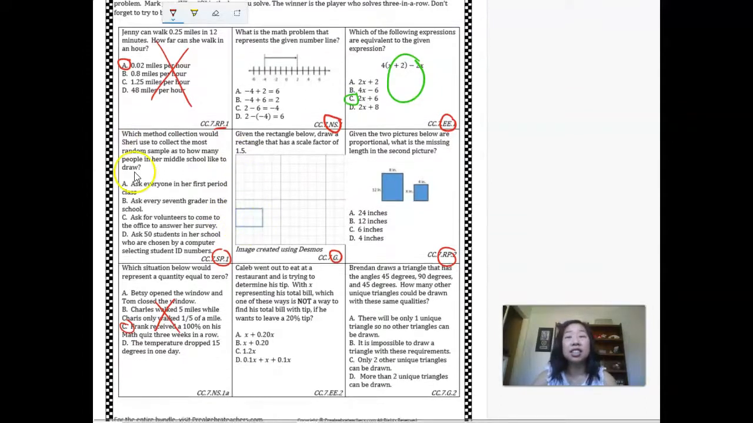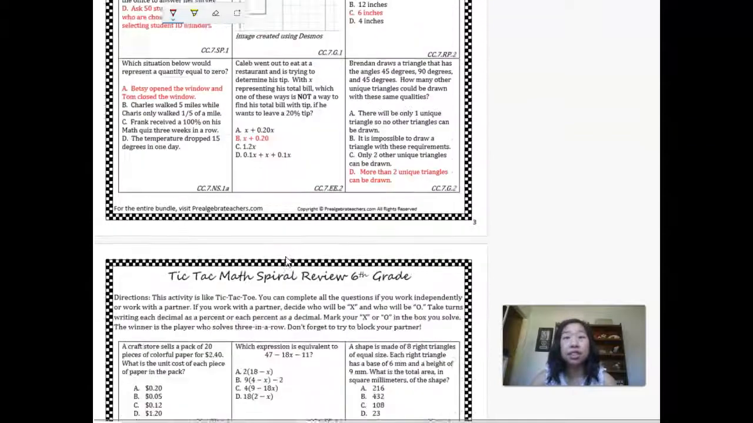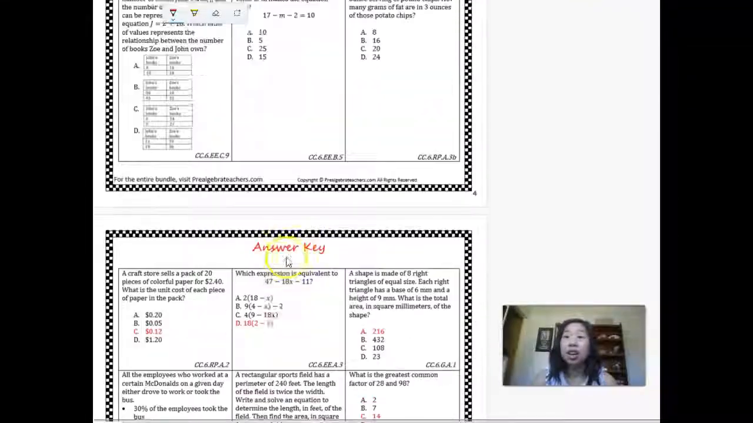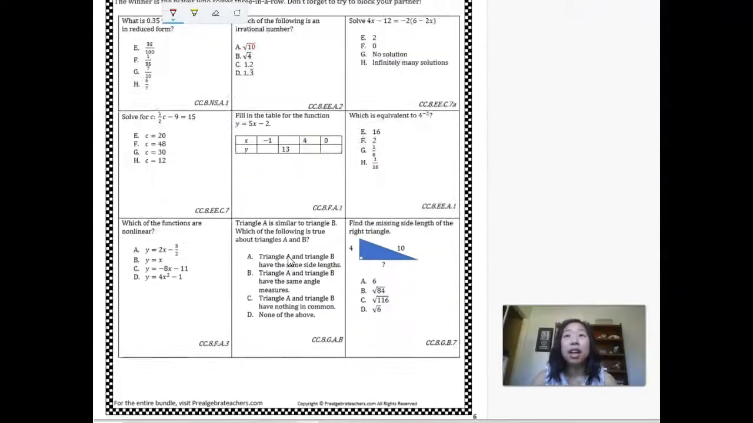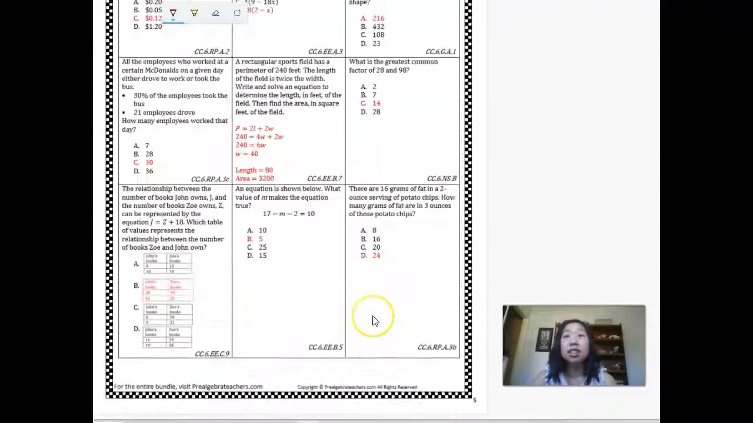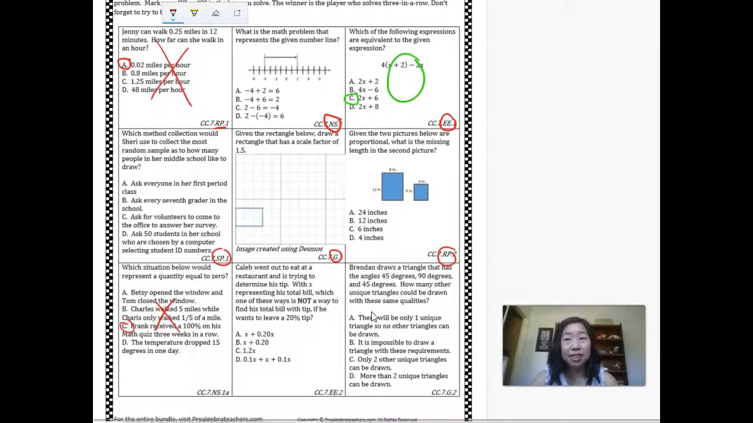The entire activity is 10 pages, and I think there are over 90 questions each. But today you are getting the first page of our 7th grade, and then of course there's an answer key, the first page of our 6th grade with an answer key, and the first page of our 8th grade. And you can see just this first page alone will allow you to cover so many standards.